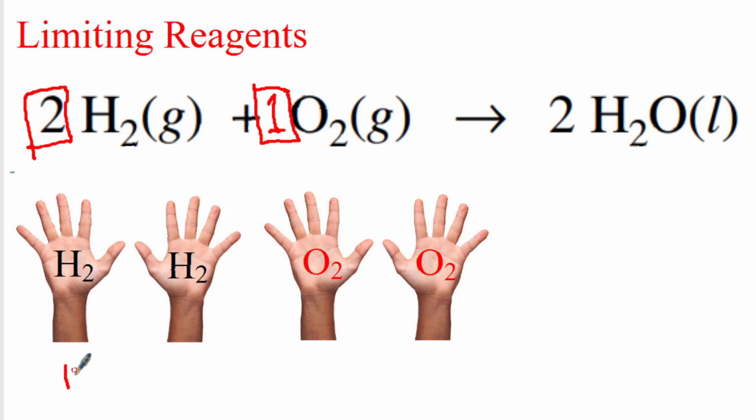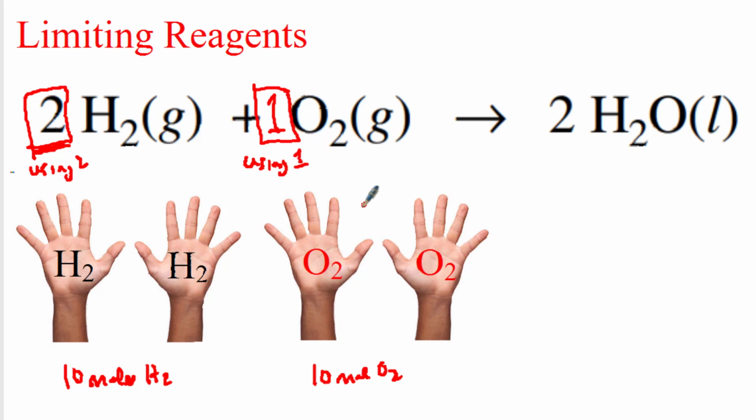So let's say we have 10 moles of hydrogen gas, or let's model that as 10 fingers of hydrogen gas, and we have 10 moles of oxygen gas, or 10 fingers of oxygen gas. Well, look at your molar ratio. We're gonna be using 2 hydrogen gases for every 1 oxygen gas. So let's make it seem like every minute I'm going to cut off 2 of this person's fingers. And every minute I'm going to cut off only 1 of this person's fingers.